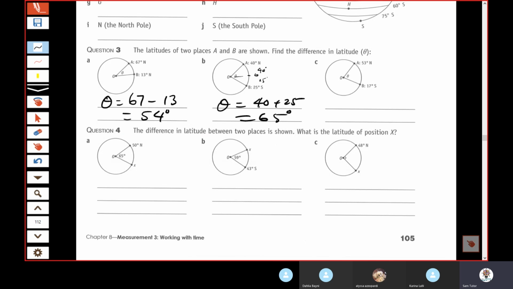And yes, of course, everybody eventually memorizes: if it's north and north or south and south, you just subtract. If it's north and south, you add. If they're different, you just add them, which makes sense the way I just drew it here. Imagine that's 0, that's 53 degrees, plus 17 degrees. Altogether, your angle is 70 degrees.